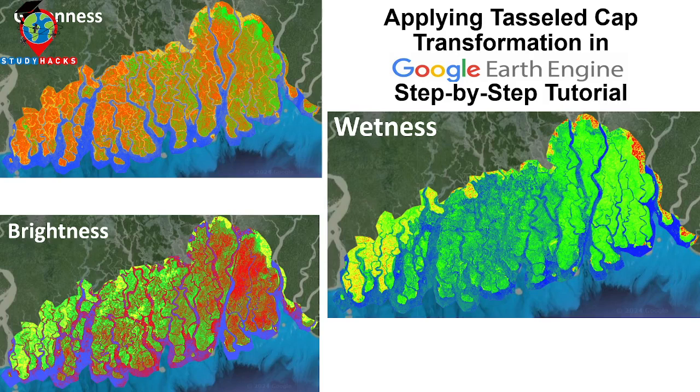Today I will try to discuss a very important topic, mainly how we can easily apply the Tasseled cap transformation in Google Earth Engine. With the Tasseled cap transformation we can easily detect different types of features such as greenness, brightness, and wetness, and I will explain how to do this using Google Earth Engine. In today's session I will explain it one by one.